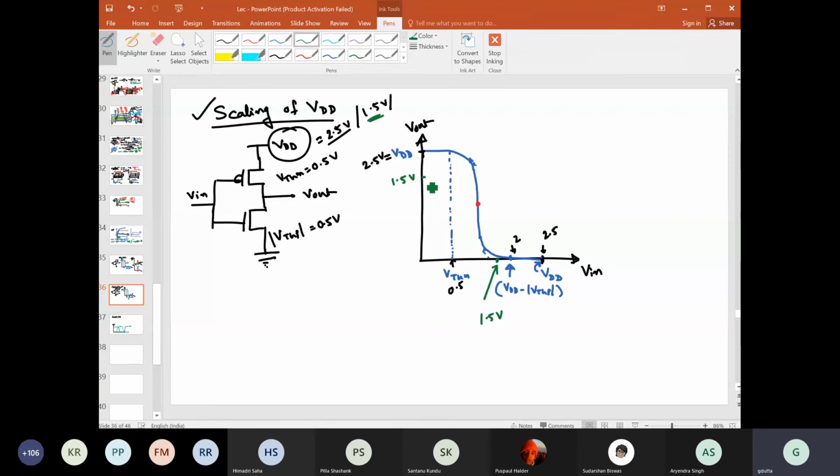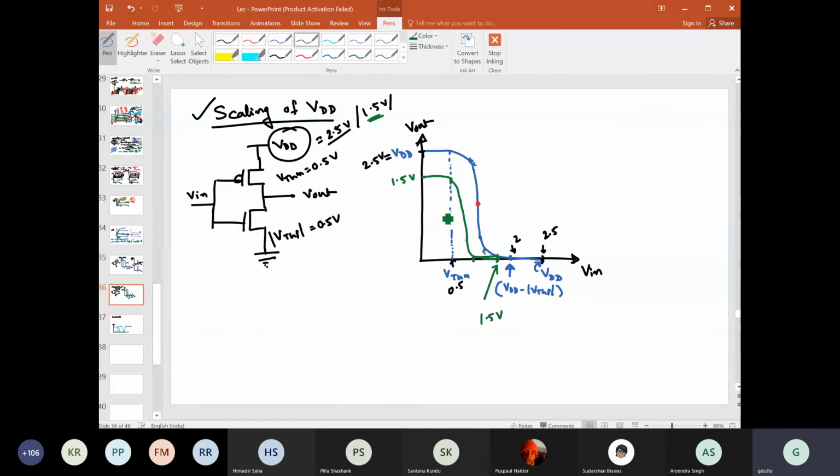So what will be the VTC? This VTC will be like this, and here it will go like this. You understand? From here it is 0.5 threshold, and from here, if it is 1.5, then it is up to 1 volt. So this will be the VTC, and it will work perfectly, no issue in that. What about if it is 1 volt? If you reduce VDD to 1 volt, it's fine. You can again draw it up to 1 volt.